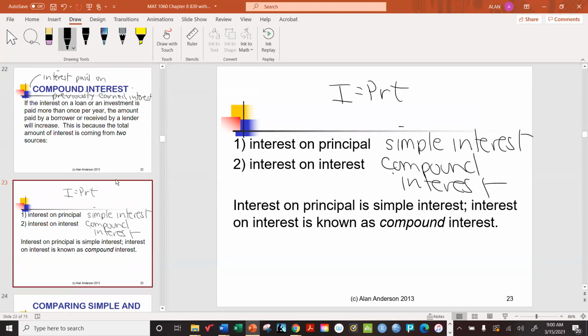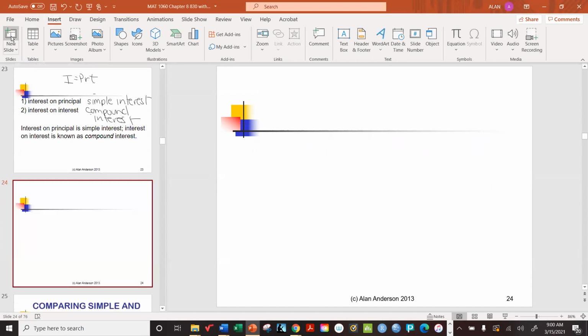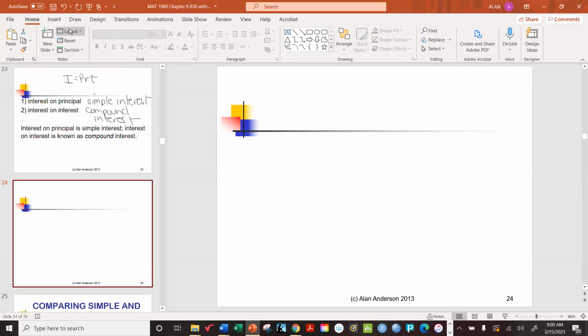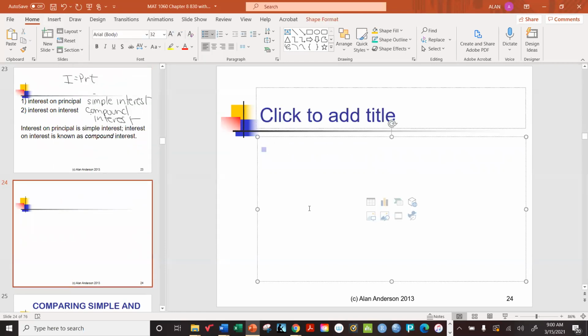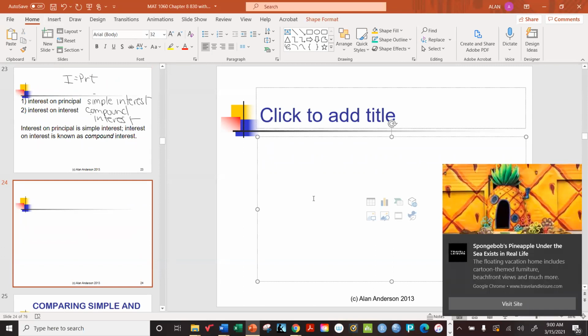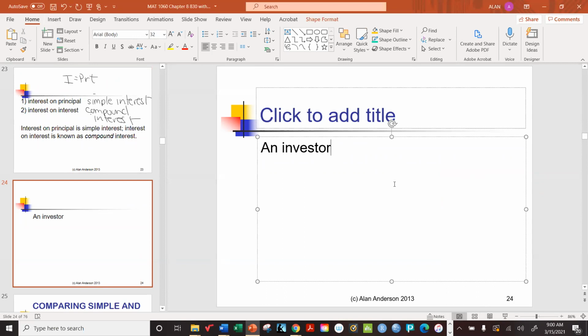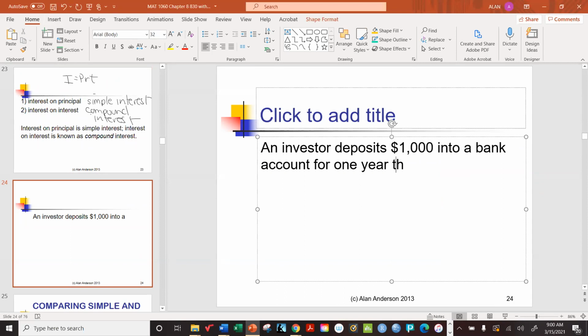Now, what I'd like to do before we dive into this, I'd like to show you a quick example of how this works. Otherwise, it might not make any sense to you at all. So earlier, we had an example where, let's say, an investor deposits $1,000 into a bank account for 1 year that pays a 4% rate of interest.